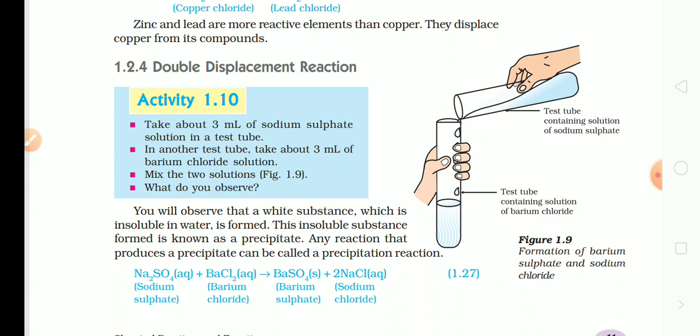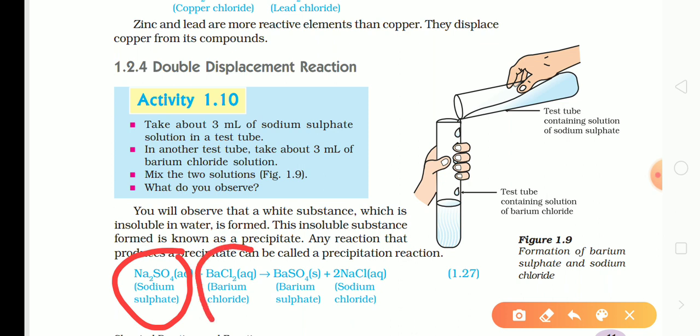Sodium sulfate. What is the formula? Sodium valency 1, sulfate valency 2. So automatically when we cross it, we will get Na2SO4 as the formula of sodium sulfate. And we need to mix it with barium chloride. Yeah, sodium sulfate is mixed with barium chloride. You can see here sodium sulfate, barium chloride.